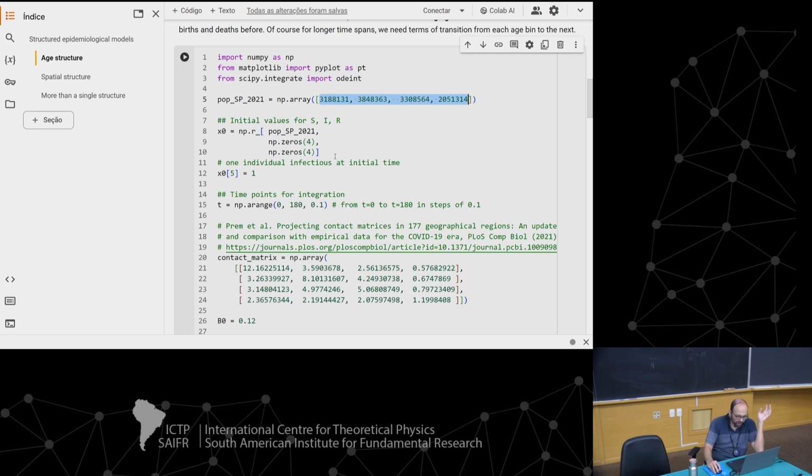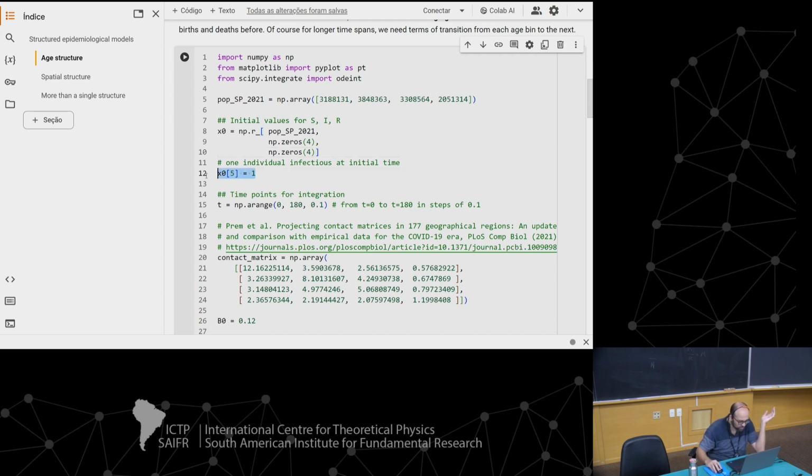This R here just puts all of these values together. These 4 values here are the 4 values of initial number of susceptibles for each age class. And now I have 4 zeros here for infectious individuals and 4 zeros here for recovered individuals. So the whole population is susceptible initially. Of course, I don't want this, because otherwise I don't have any disease.